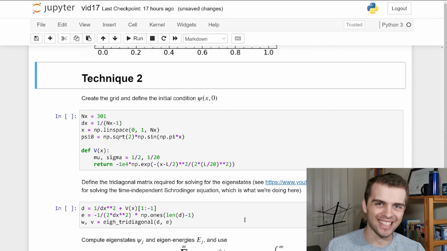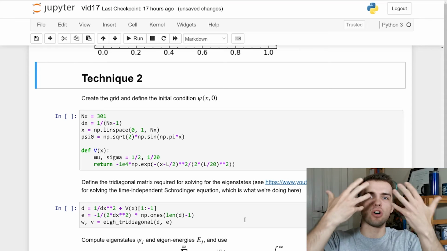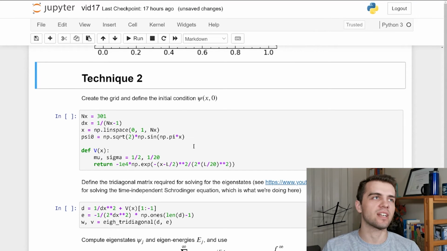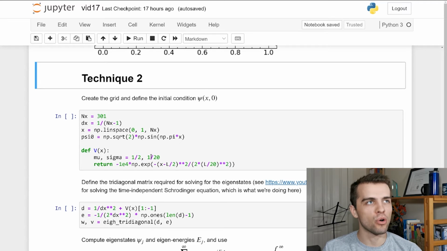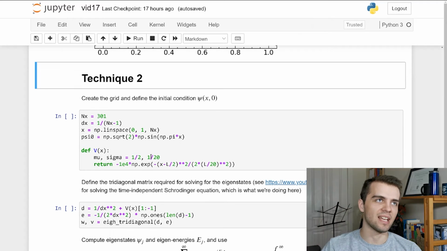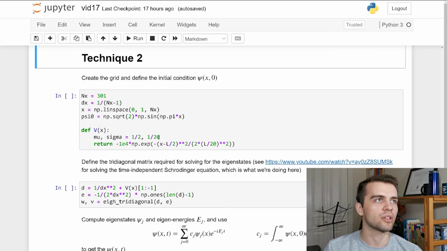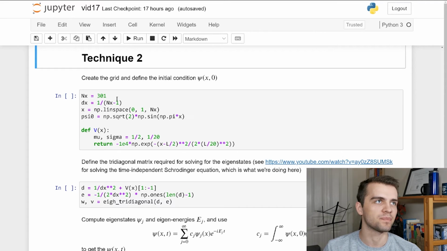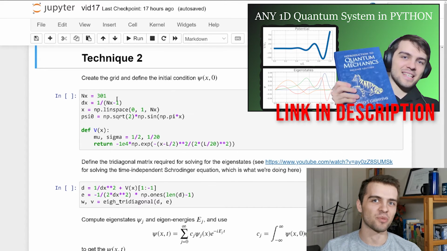So now we use the second technique, and remember the second technique is to solve for all the eigenfunctions and eigenenergies of this system, and then use those to construct the time-dependent state. And I talked about that earlier in the video. And so the first thing we need to do is we need to solve the time-independent Schrodinger equation. And I have a video on that as well. I'll put a link in the description to that.